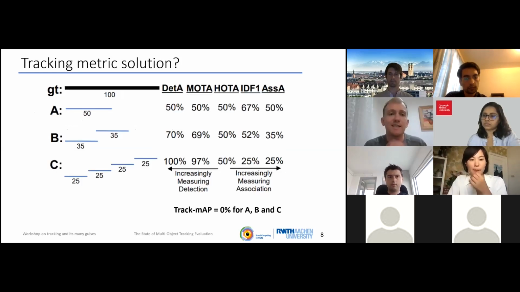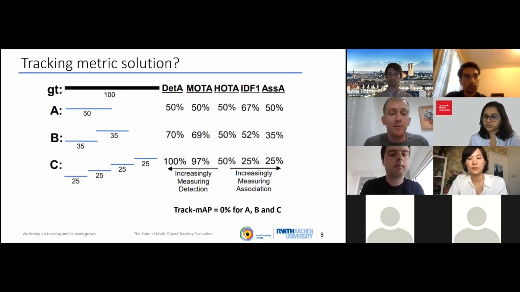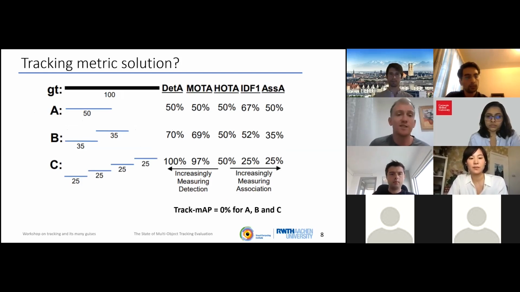Here I have a very simple tracking problem. We have a ground truth track present in 100% of the frames, and three tracking results that we're going to compare. As we go from A to C, the detection results of the tracks get better, as you can see, and yet the association gets worse. Although we're getting better detection as we go down, the track is getting more split up and getting worse association. So let's see how the different metrics operate on this.